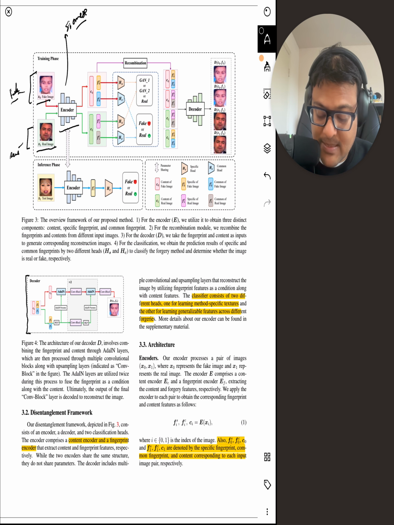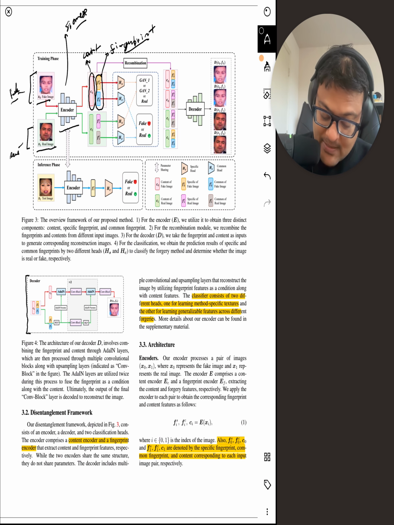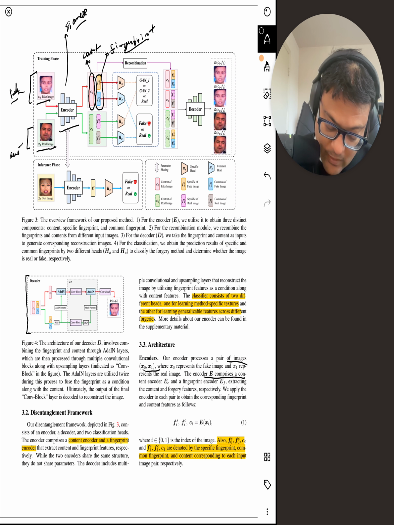And let's say that the fake image passes through the encoder, and what they are doing is decoupling two kinds of features. One is a content feature and one is a fake feature. So this is the content and this is the fingerprint. Now the key point is that the encoder is a network which processes a pair of images, and it comprises a content encoder EC and a fingerprint encoder EF, extracting the content and forgery features.